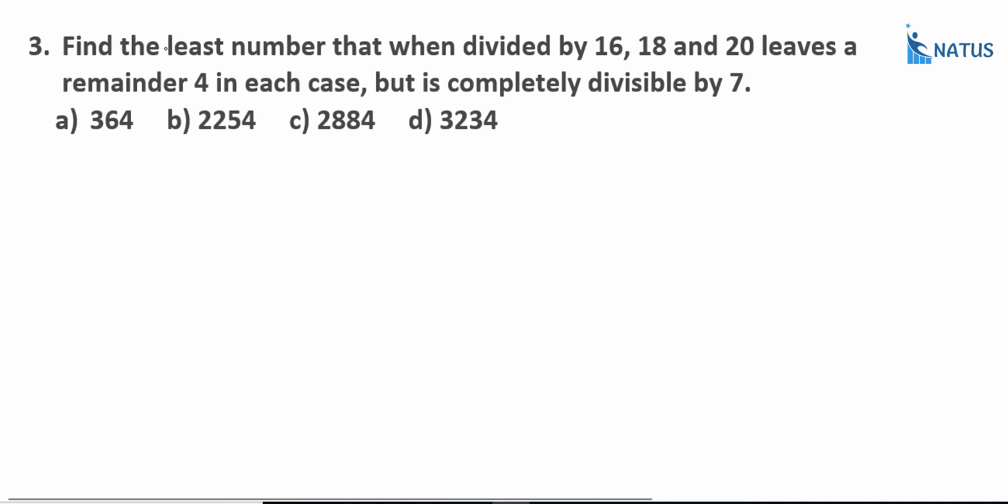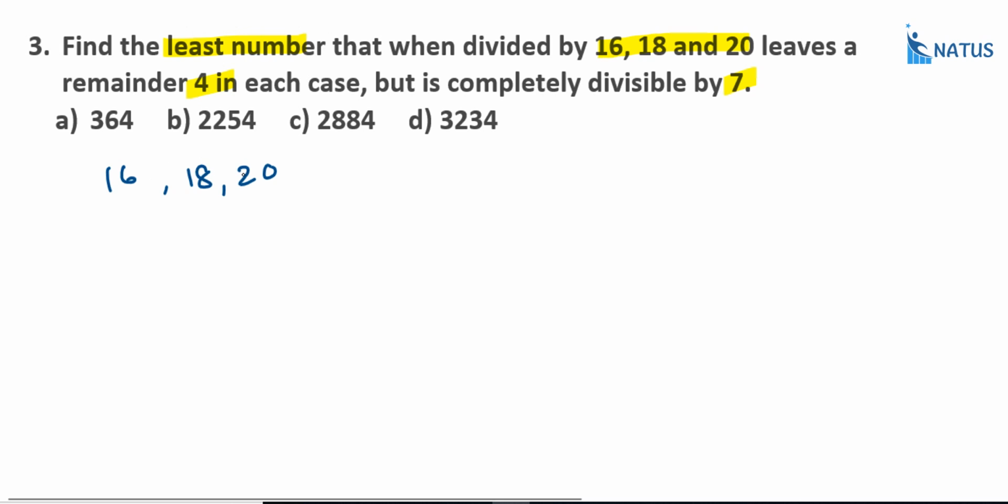Find the least number which when divided by 16, 18 and 20 leaves a remainder 4 in each case, but is completely divisible by 7. That means if you divide that number with any one of these numbers, the remainder is equal to 4, but when divided by 7, the remainder must be 0. First you will take these numbers: 16, 18, 20.